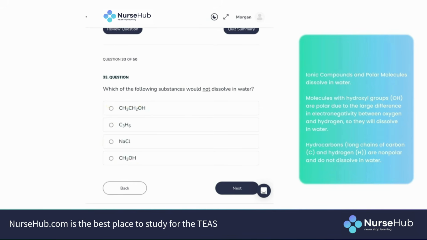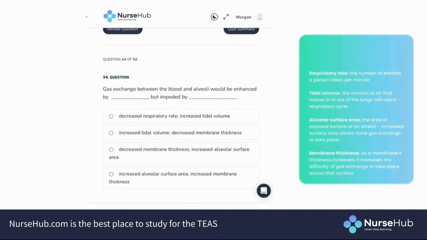This is our correct answer. Again, we're looking for what will not dissolve in water. Let's go ahead and move on to question 34. Question 34 is a fill in the blank.